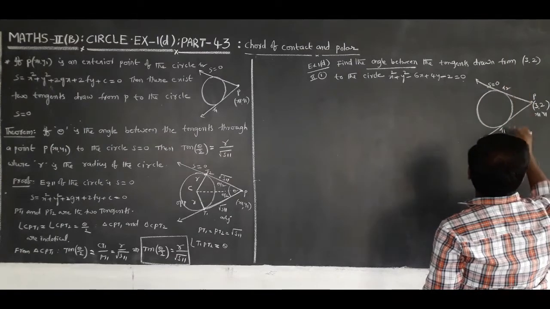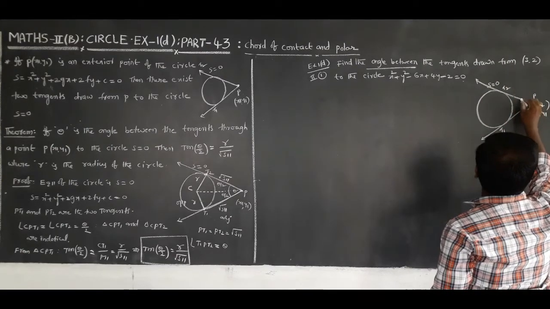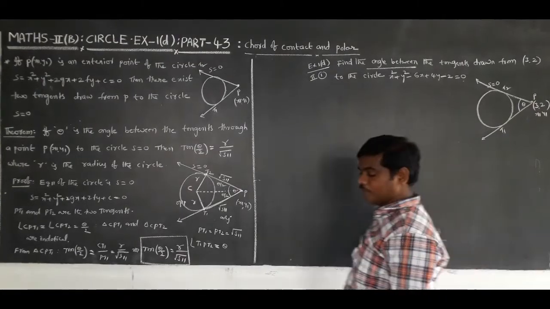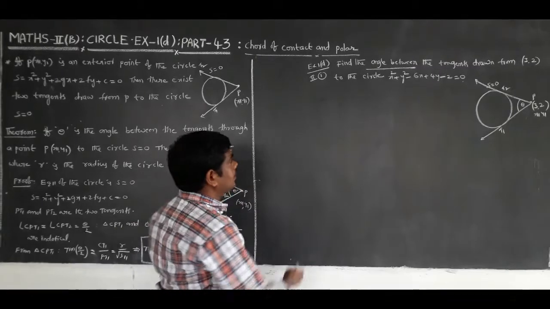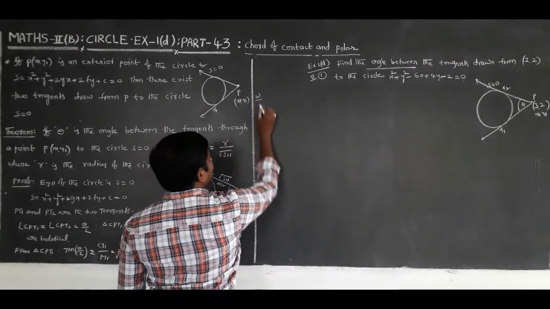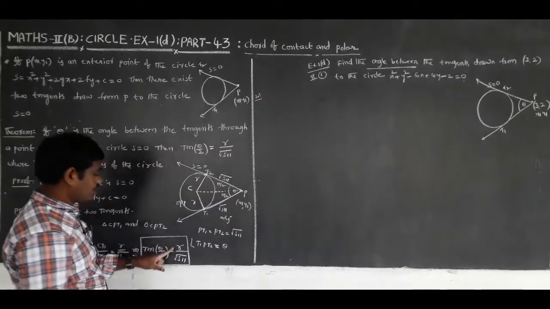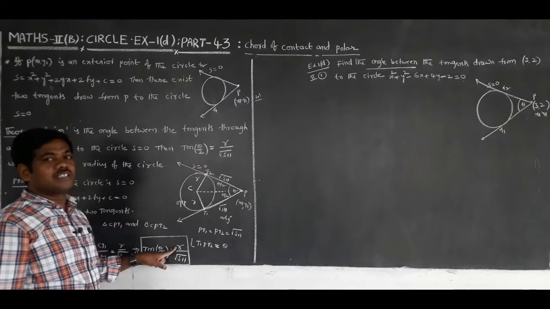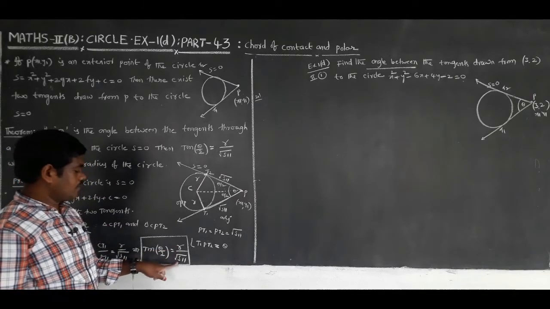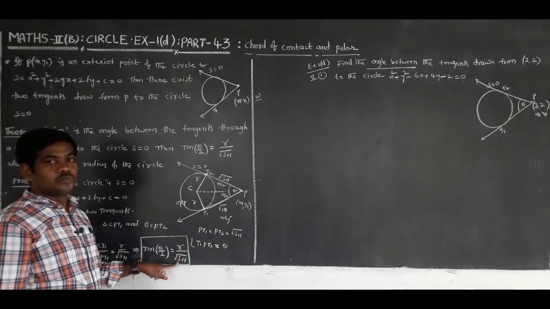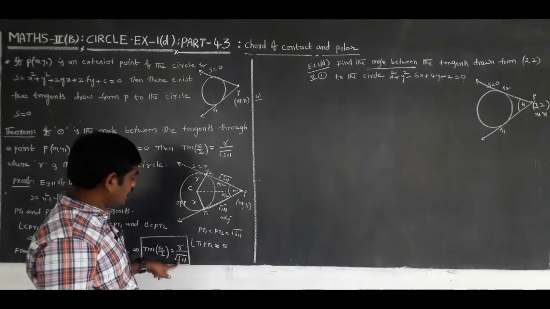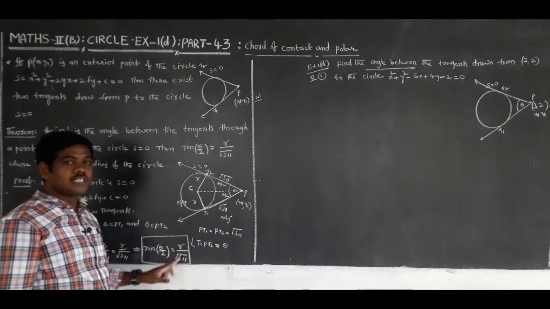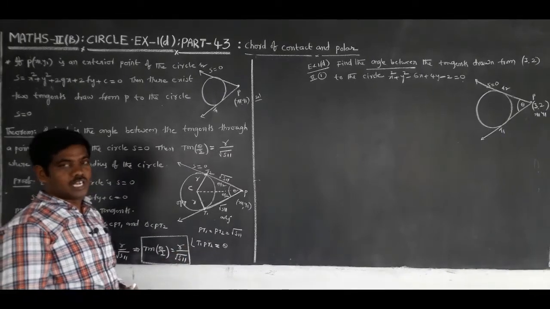This is the T1, this is the T2. Here theta is the angle between the two tangents. Here we find the angle between the two tangents. First of all, find R, which means the radius of the circle. Second one, root S11, which means the length of the tangent. Here we find the radius and the length of the tangent.